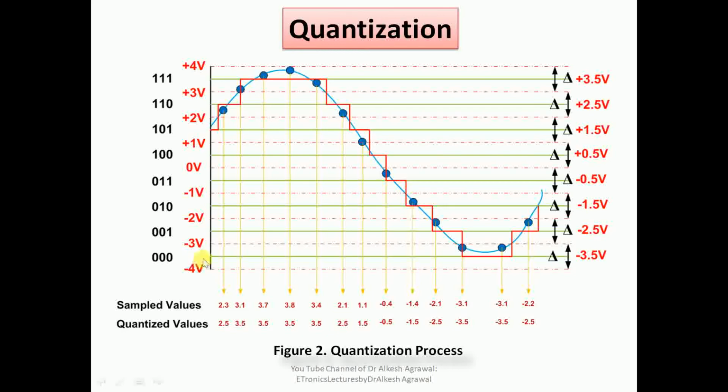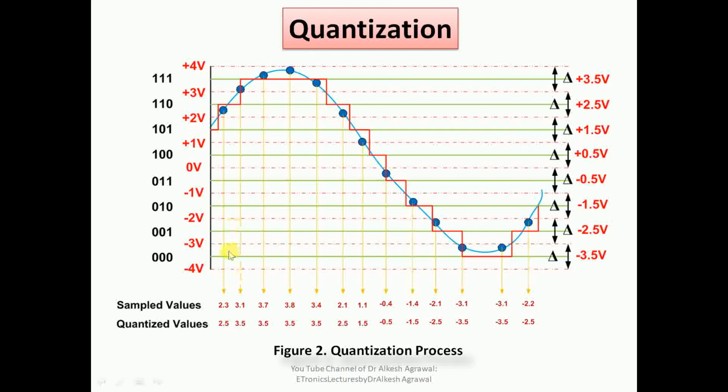If you see this diagram, we have certain arbitrary lines depicted in green color. These green lines depict the quantization levels. The number of quantization levels are 1, 2, 3, 4, 5, 6, 7, 8. So the step size is VH minus VL upon the number of Q levels. In this example, VH is plus 4 volt and VL is minus 4 volt, so the difference is 8 volt, upon the number of Q levels, which is 8.